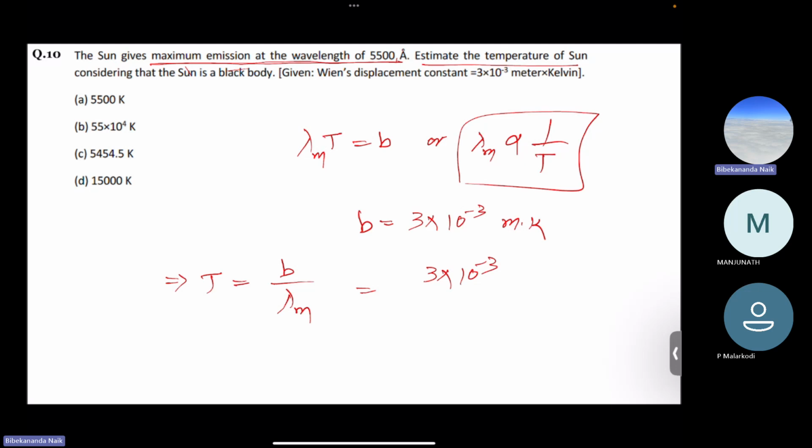So now if you calculate, it is meter Kelvin, and then lambda m, that is 5500 Angstrom. So 55 into 10 to the power 2, and we know 1 Angstrom is 10 to the power minus 10 meters. So meter gets cancelled out. So the remaining answer will be in Kelvin. So it will be 3 divided by 55 into 10 to the power minus 10 plus 2, minus 3 gives 10 to the power 5 Kelvin.